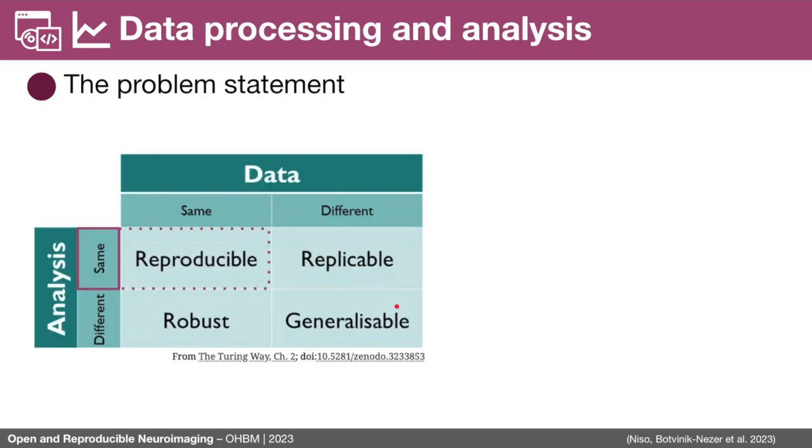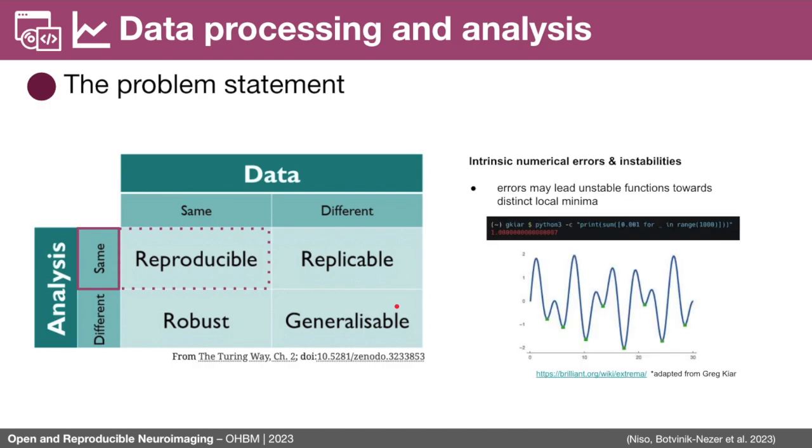And further, still focusing on reproducibility here, if you use a different computational environment, so you've changed the operating system, drivers, or software libraries, you might face intrinsic numerical errors and instabilities, so that these errors may lead to unstable functions that go towards distinct local minima. Put differently, certain functions in computations are not as precise as you might think they are, and there is some variation to that. Especially if you switch one of these computational environment aspects, those variations might become more significant.